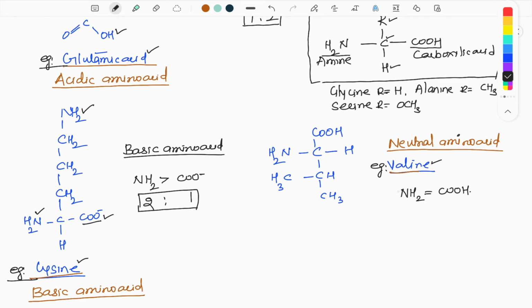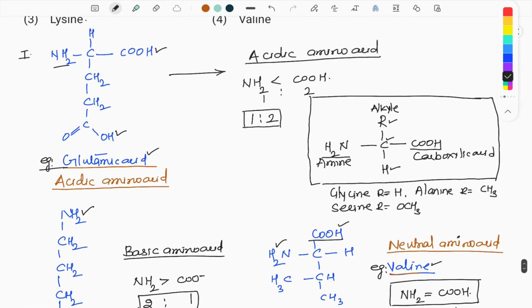In this group, as we expect, the number of amine groups is equal to the carboxylic acids. For example, there is one carboxylic acid, there is one amine group. You see in the diagram here, this is the amine group, only one. This is the carboxylic acid, only one. So they are present in a 1:1 ratio. Such amino acids are called neutral amino acids, and valine is the example.